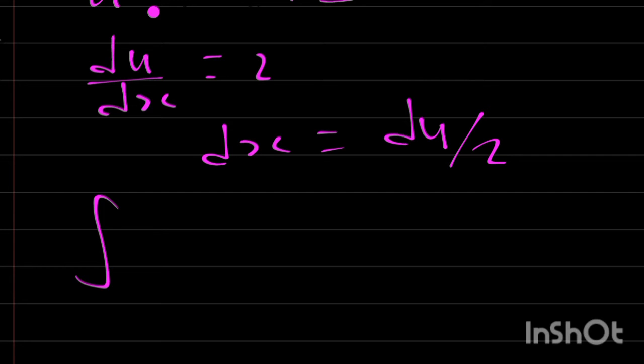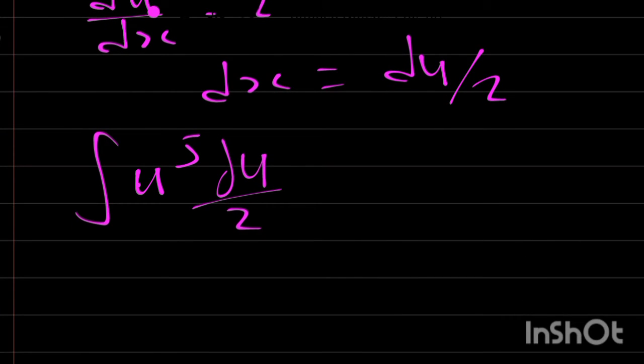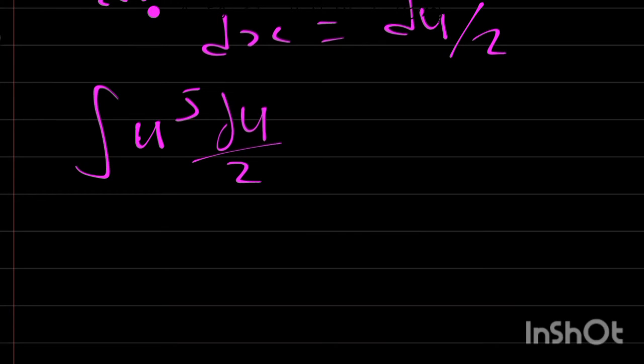2x plus 3 is u, right? So I have u raised to power 5 with respect to x, but I will change my respect to x to du over 2, because you cannot integrate u with respect to x. You can only integrate expression in terms of x with respect to x, and integrate expression in terms of u with respect to u. That's why you have to substitute for u here. So I'm going to have 1 over 2, which is a constant. You can just take it outside. Don't disturb yourself with it. u raised to power 5 du.